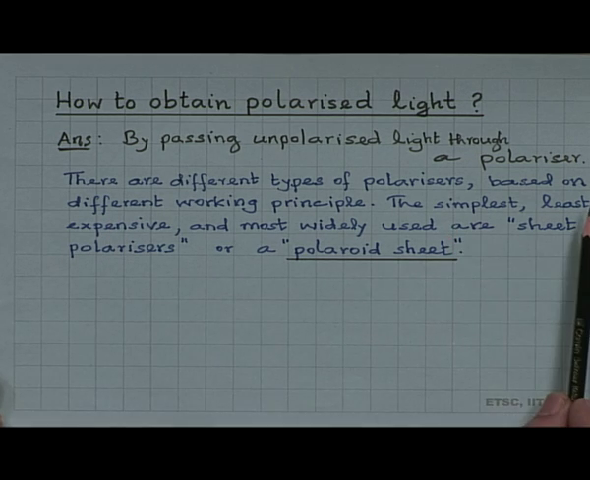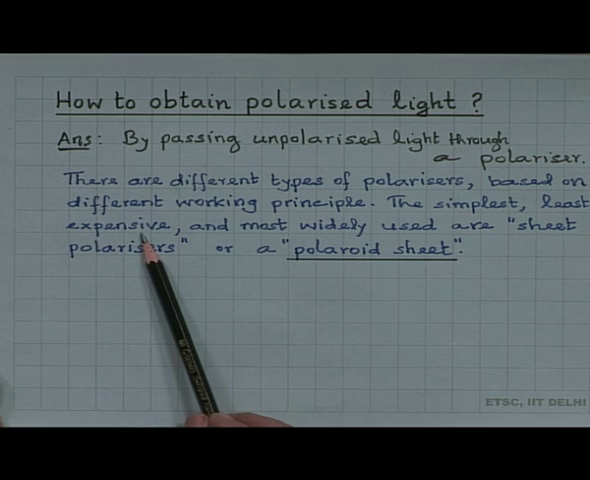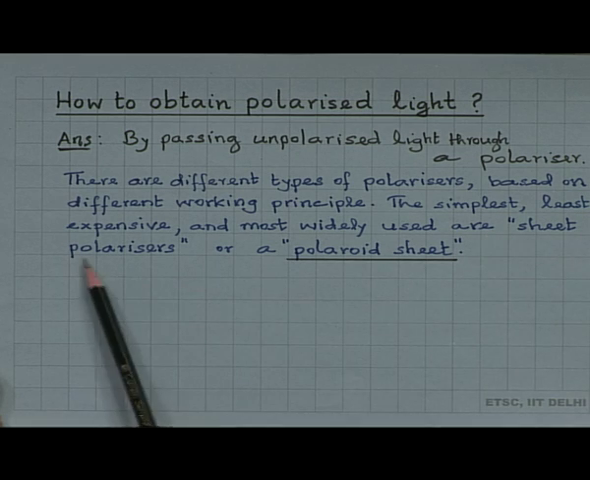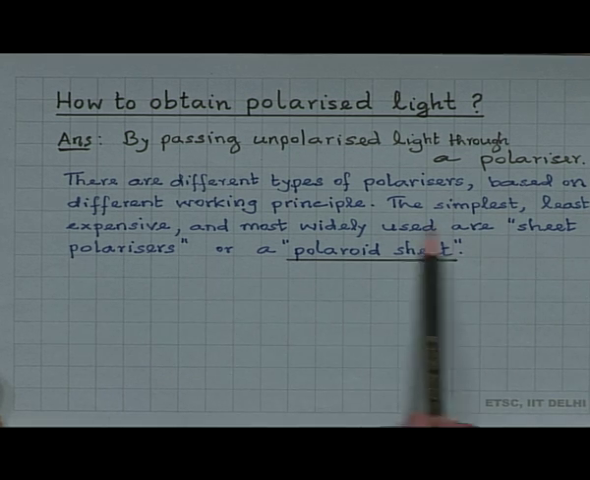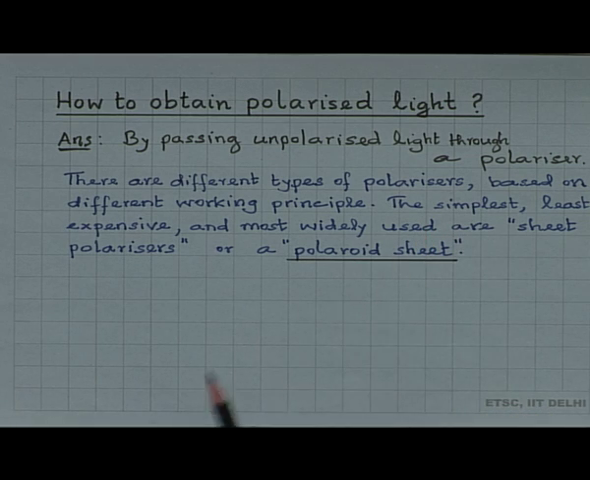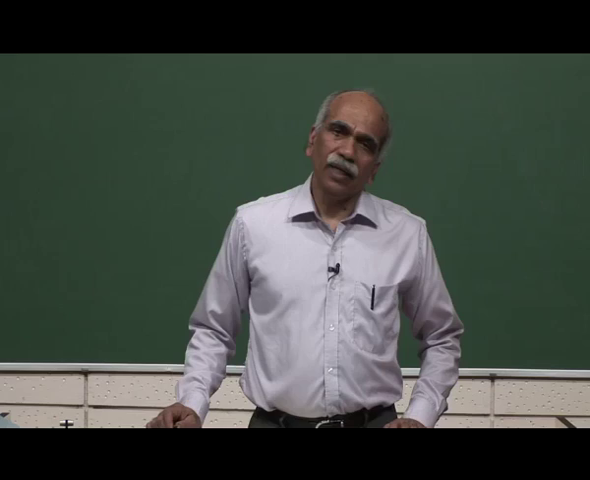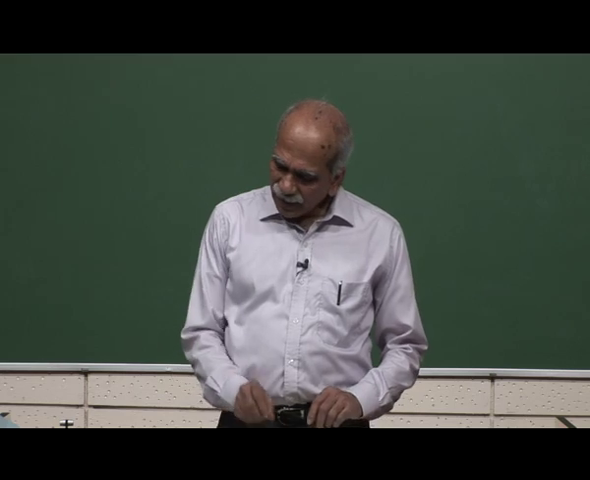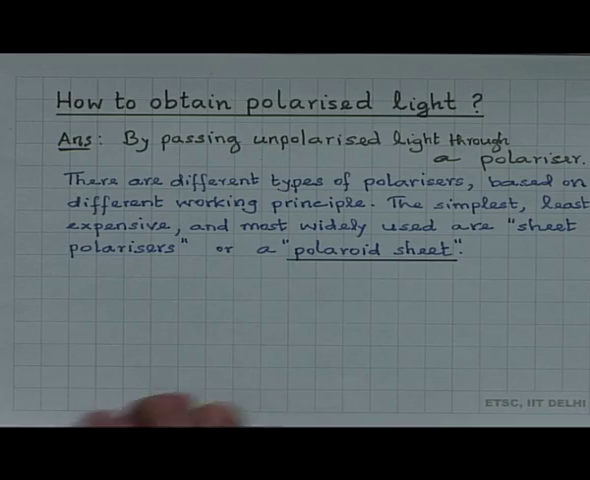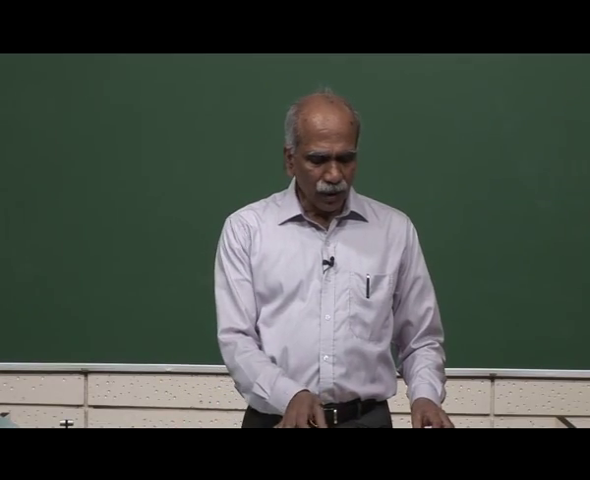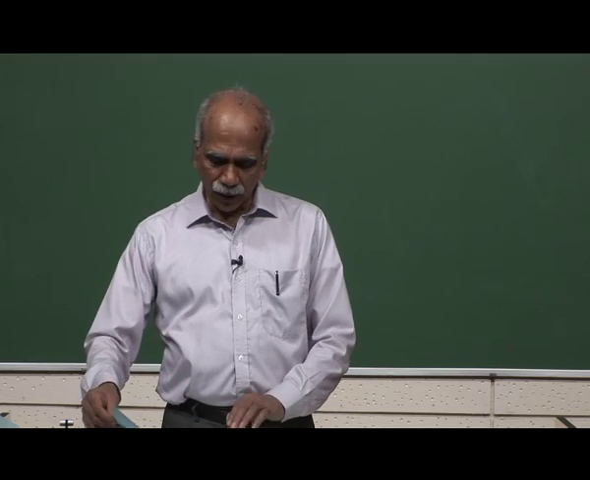The simplest, least expensive and most widely used are sheet polarizers or Polaroid sheets. These are simple sheets. I do not have a sheet here right now, but these are small sheets which are widely used in laboratories. Now, let us discuss a little bit about this simple Polaroid sheet, or sheet polarizer.